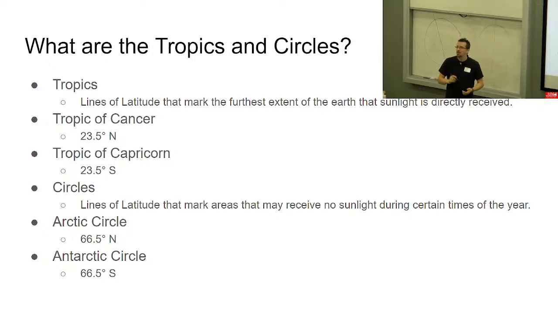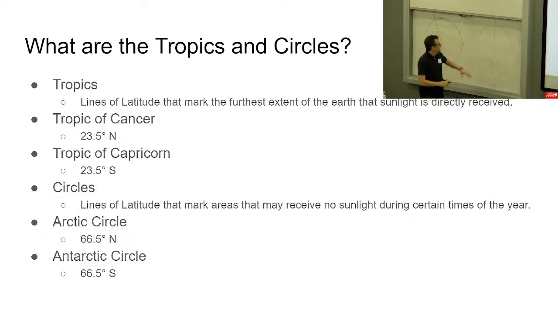Okay. All right. So let's talk about the tropics and the circles. So when we look at these, we know they exist, but why do we chart them? Well, the tropics are, as is listed here, the lines of latitude that mark the furthest extent of the Earth that sunlight is directly received. So what does that mean? It means that between the latitudes of 23.5 degrees, right? Between the latitudes of 23.5.